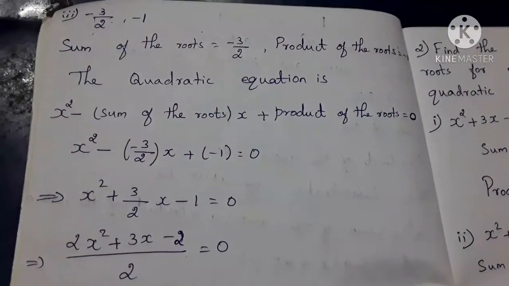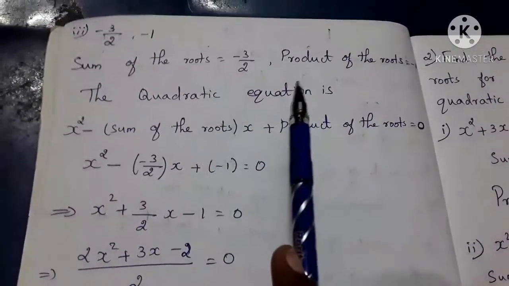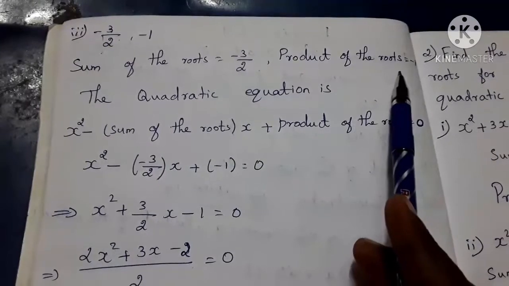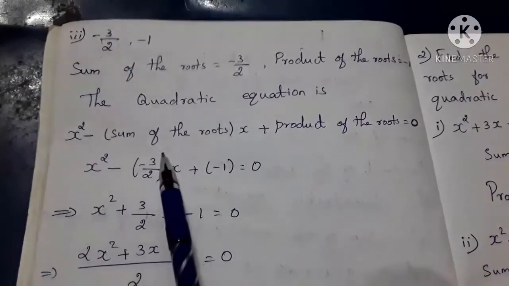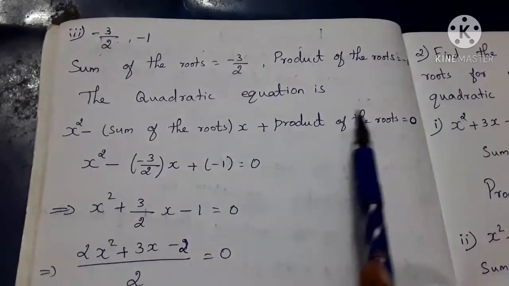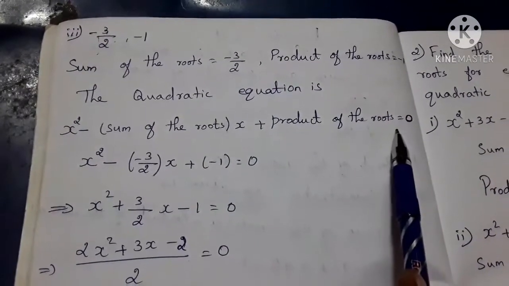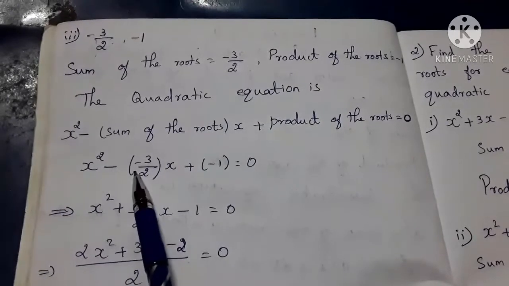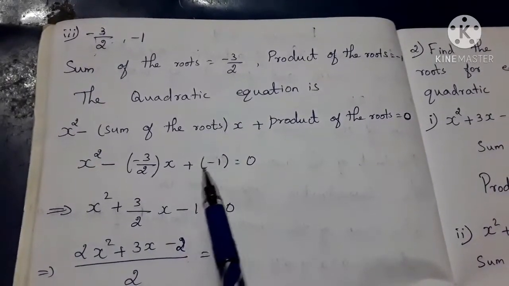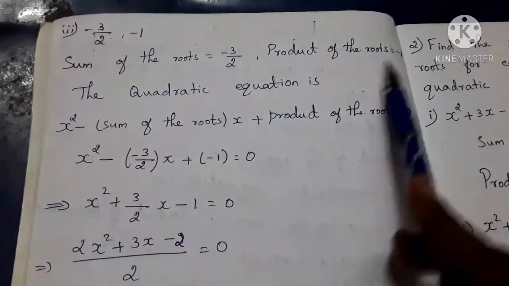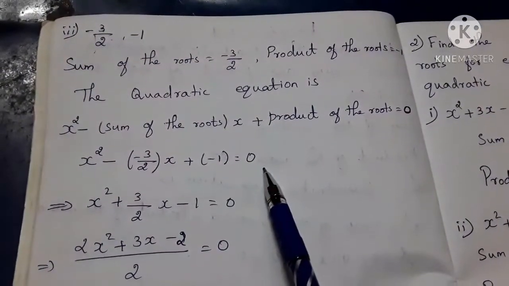Next, the third question. The sum of the roots is minus 3 by 2 and the product of the roots is minus 1. So the quadratic equation is x squared minus the sum of the roots times x plus the product of the roots is equal to 0. So x squared minus (minus 3 by 2) x plus (minus 1) is equal to 0.